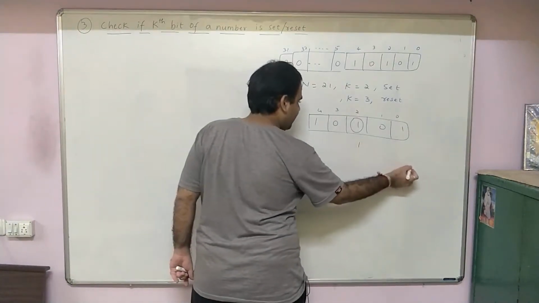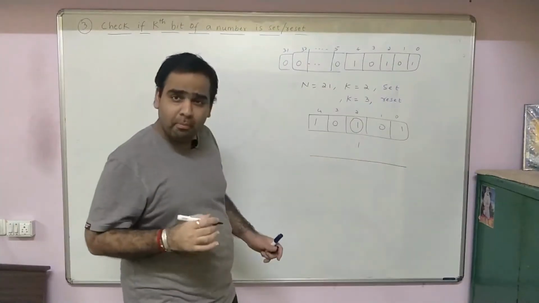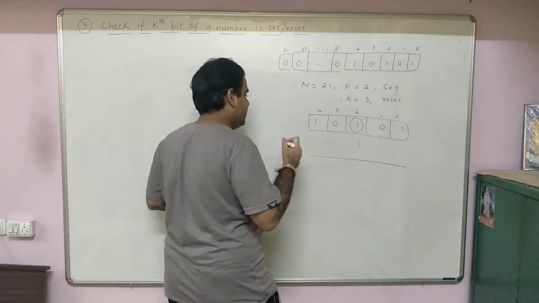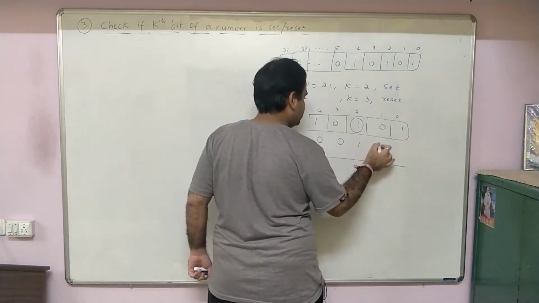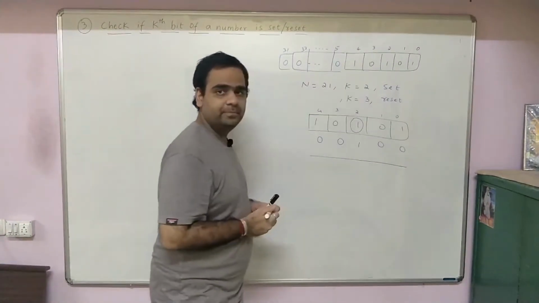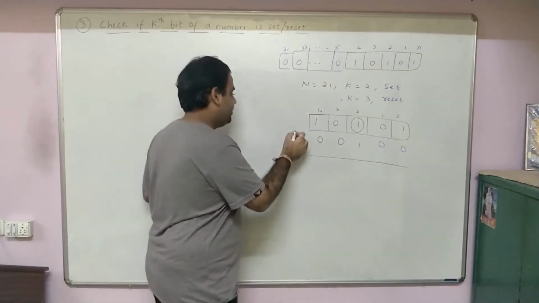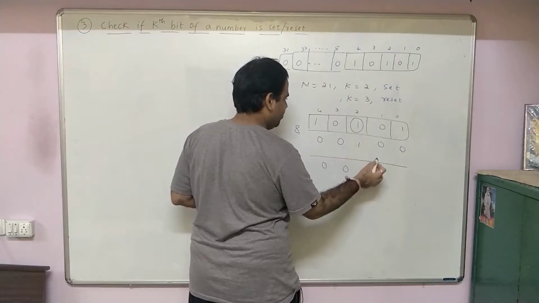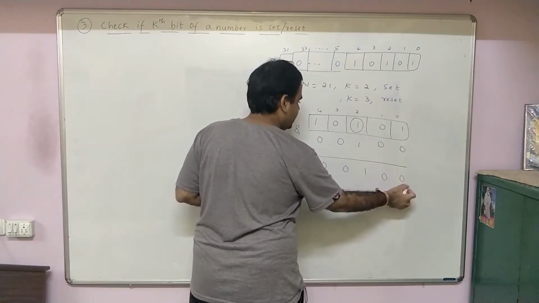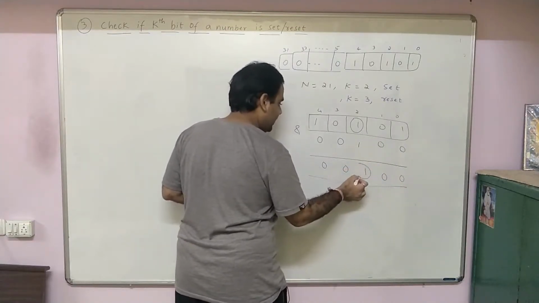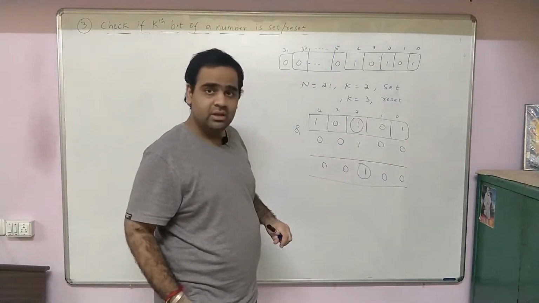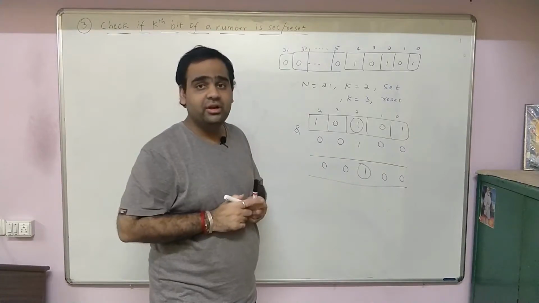Therefore, I take 1 over here and I have to mask all other bits. If I mask all other bits, it means it has to be 0, 0, 0 and 0 over here. And if I take the bitwise AND, 0 and 1 is 0, 0 and 0 is 0, 1 and 1 is 1, 0 and 0 is 0, 1 and 0 is 0. And you get a number which is non-zero, because it is 1. Therefore, you can conclude it as set.